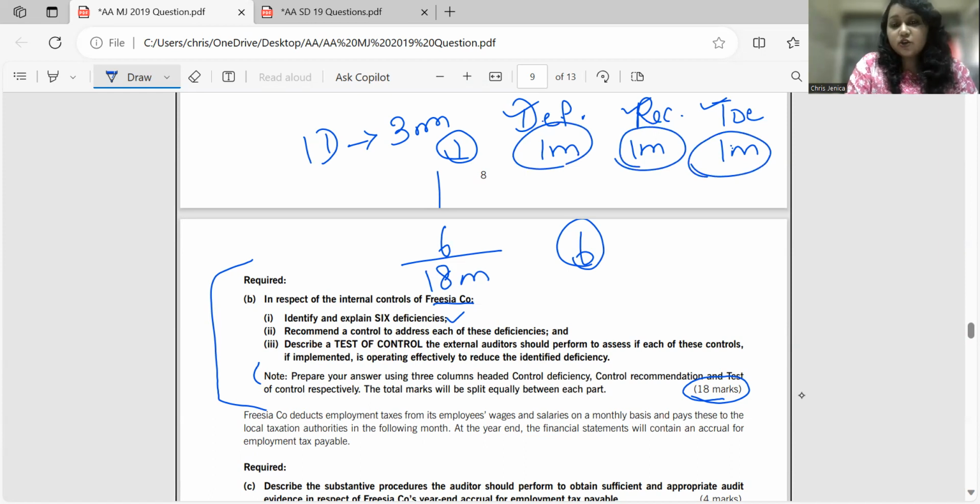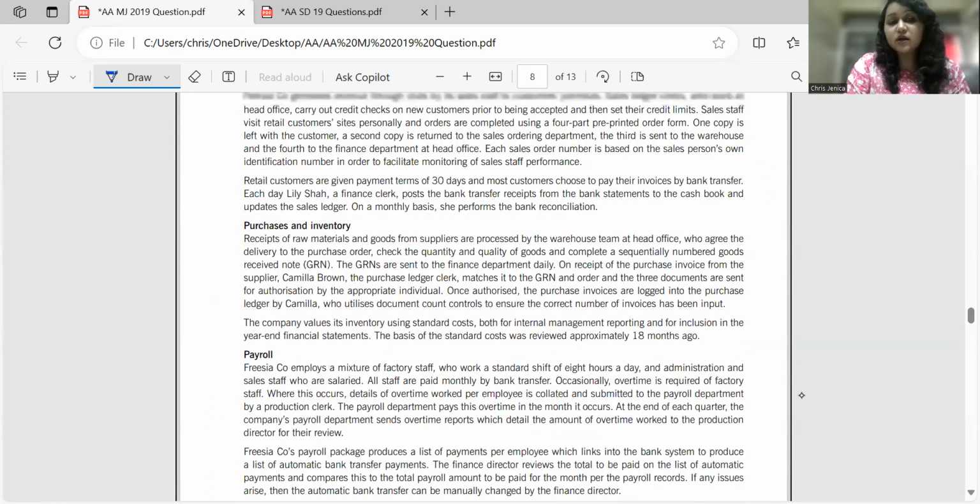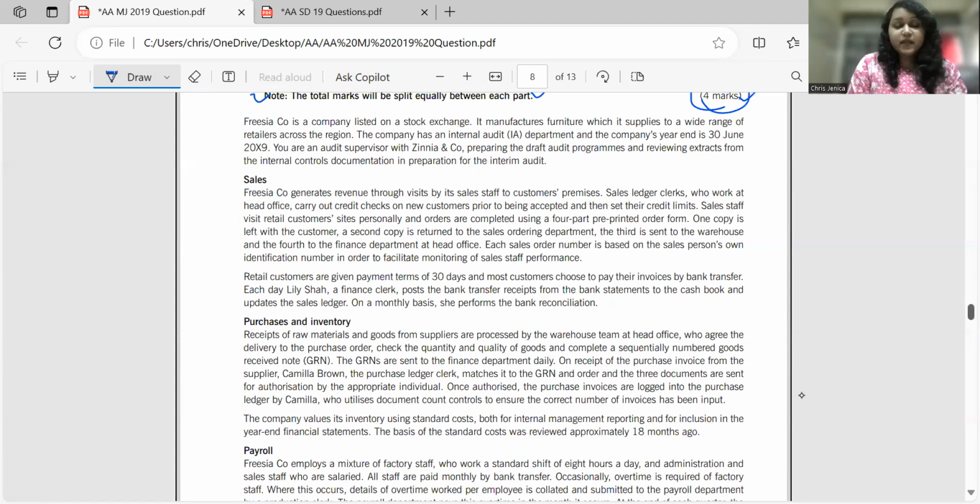Okay. Now that you know these are the things you have to do, you're not going to read any recommendations or test of controls. When you're going through this case, you just have to mark what are the deficiencies. Anything other than that is not your part. If you did not know what the requirement is, you will be reading this complete scenario and then once you read the requirement, you will have to come back again and mark these again. So this is going to waste your time anyways. That's the reason I'm asking you to read the requirement first and then come to the case.